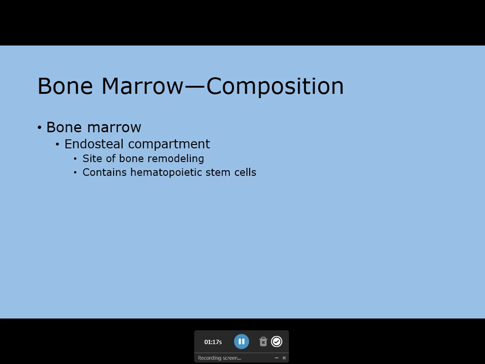Okay. The endosteal compartment. This is basically the bone part. This is where bone remodeling occurs, and it also contains your HSCs, okay, which are your hematopoietic stem cells. In your book it abbreviates it HSCs all the time, but it stands for hematopoietic stem cells. So these are the cells that are going to basically form your white cells, red cells, and your platelets, okay, the macrophages in general, all right?